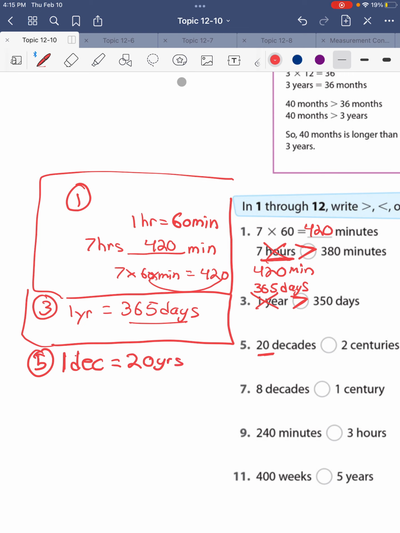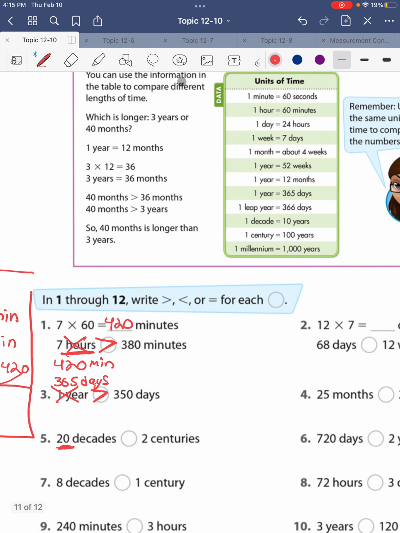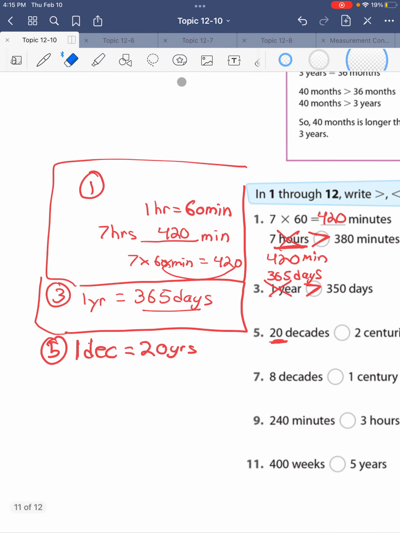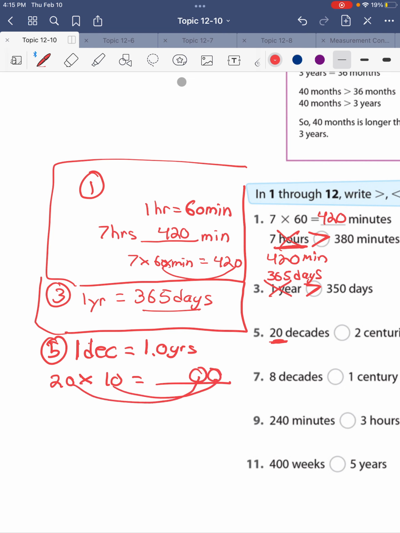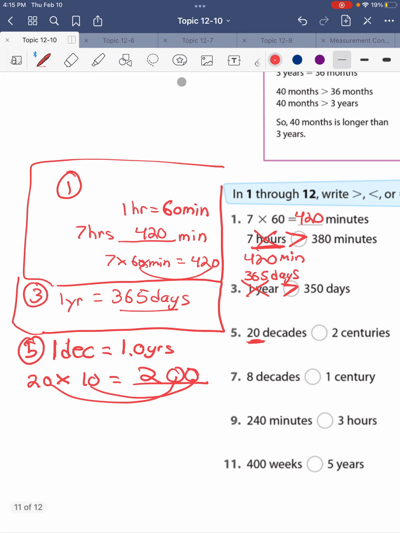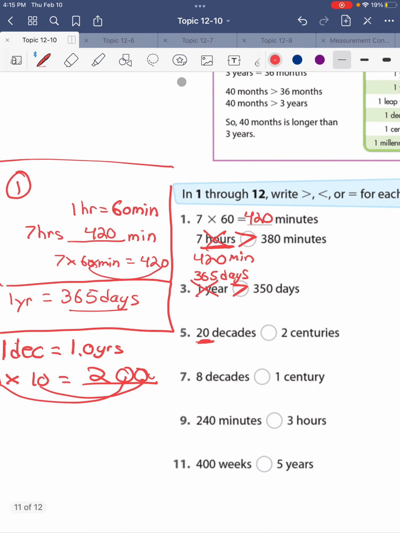But if I have 20 decades, wait, is it 20? Okay, no, it's 10. Oh my gosh, okay. I made another mistake. Okay, so 1 decade is 10 years. So I'm going to do 20 times 10, okay? Because I have a 10 here. So when I do 20 times 10, you multiply them. Remember, the zeros go over here. And 2 times 1 is 2. So that means 20 decades equals 200 years.